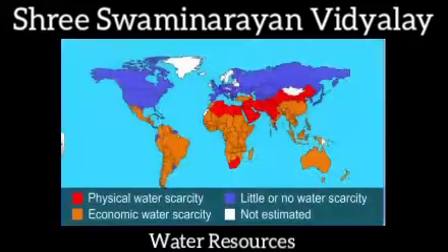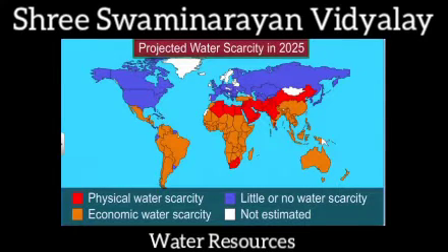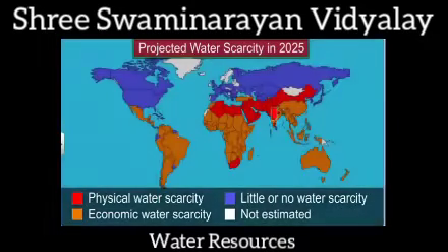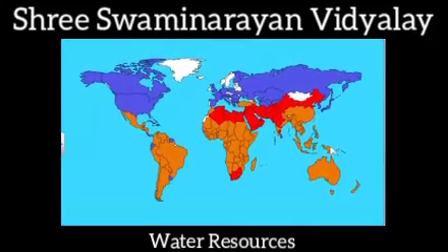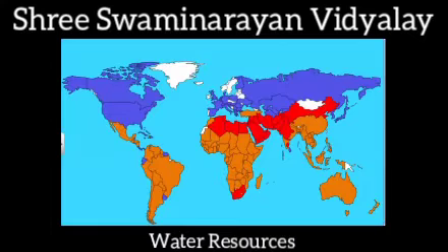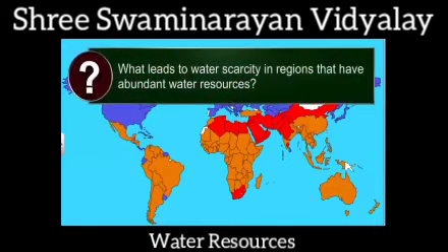Here is a map that shows projected water scarcity in the world by the year 2025. As you can see, water scarcity is set to become a serious problem in the whole of India. Not all regions that face water scarcity have poor water resources. What leads to water scarcity in regions that have abundant water resources?